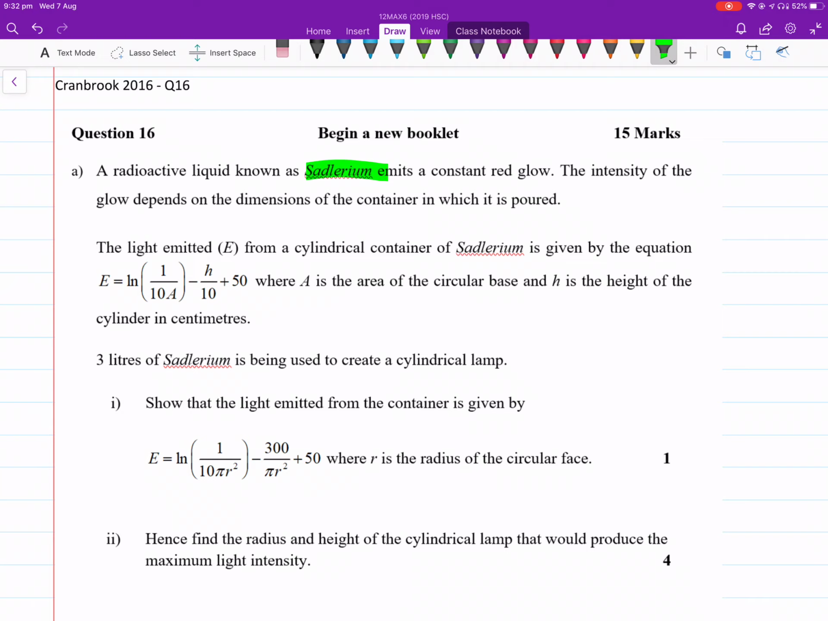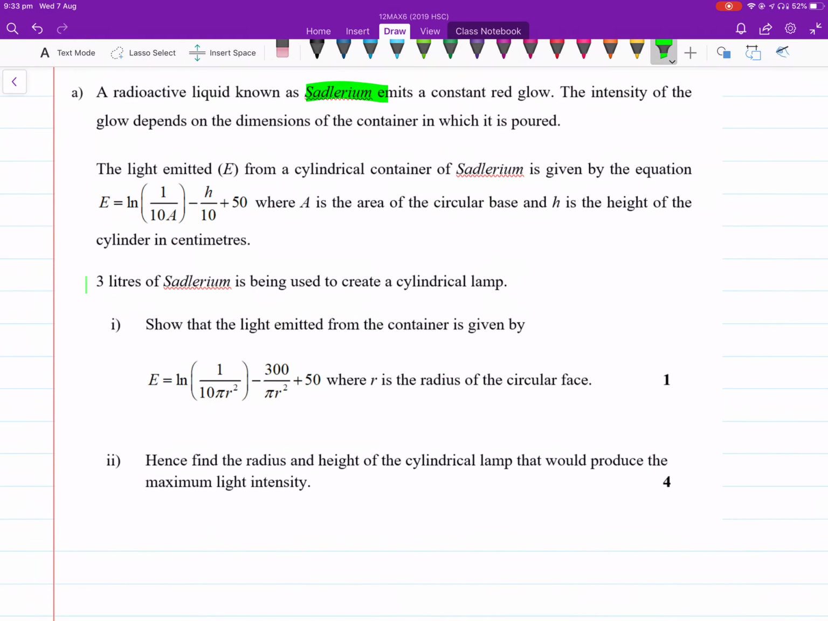So I'll read this one out. A radioactive liquid known as sadlarium emits a constant red glow. The intensity of the glow depends on the dimensions of the container in which it is poured. The light emitted, E, from a cylindrical container of sadlarium is given by the equation log of 1 over 10A minus H on 10 plus 50, where A is the circular base and H is the height of the cylinder in centimeters. 3 liters of sadlarium is being used to create a cylindrical lamp.